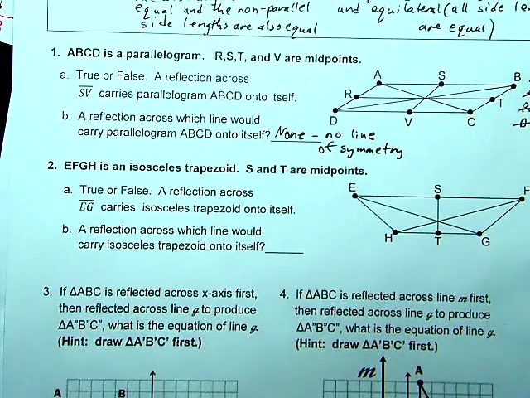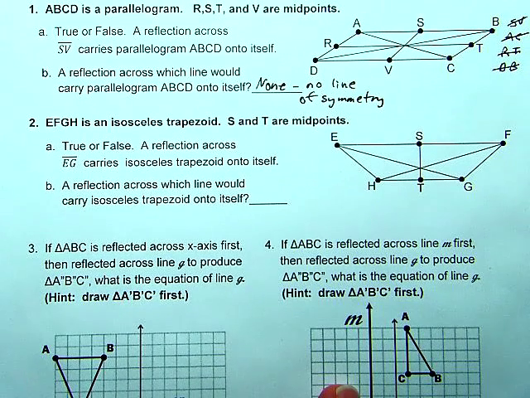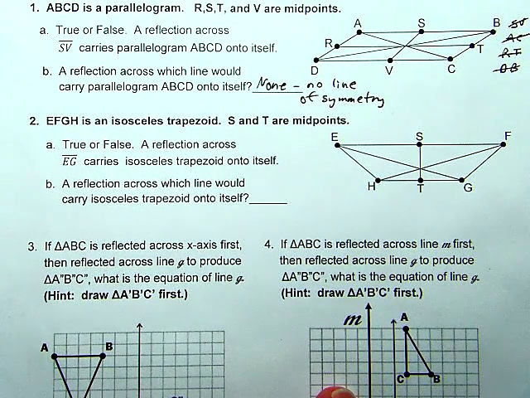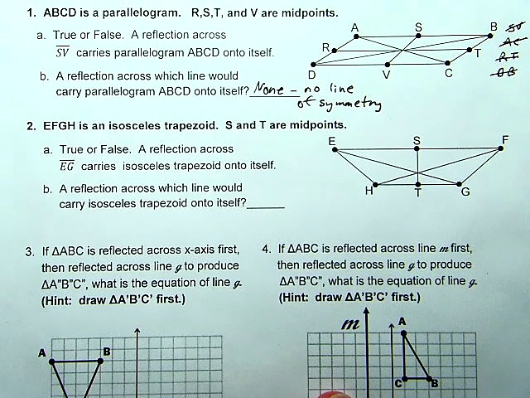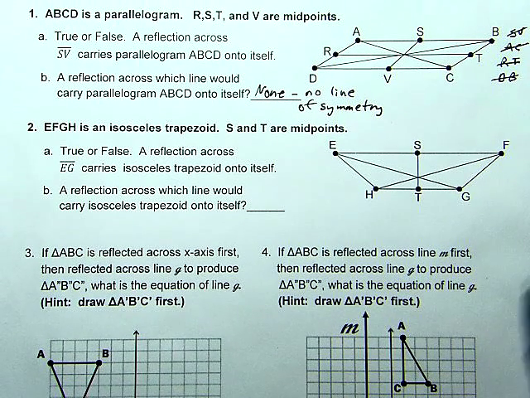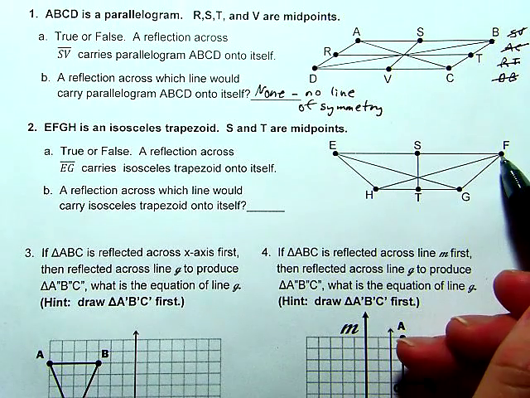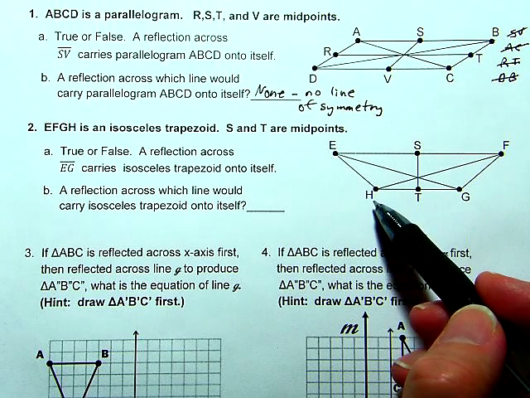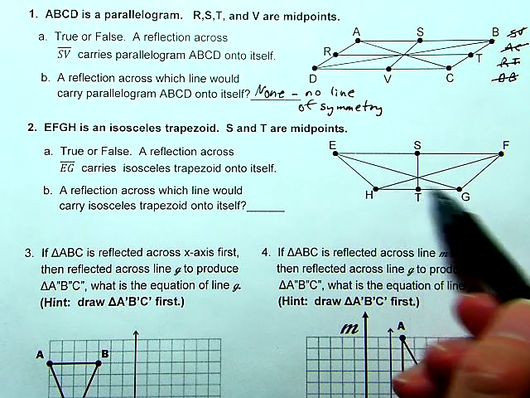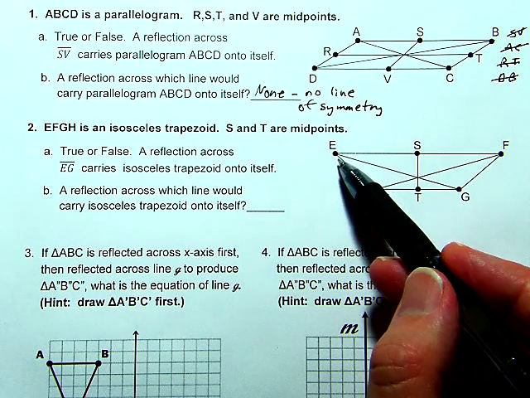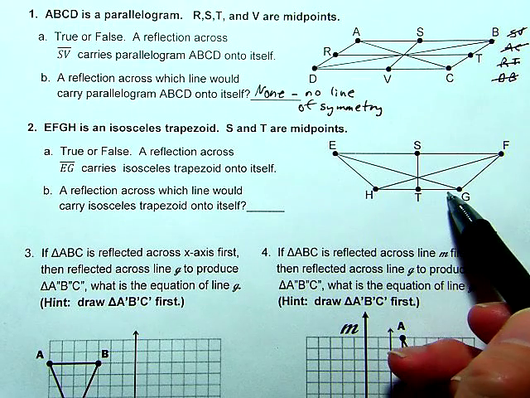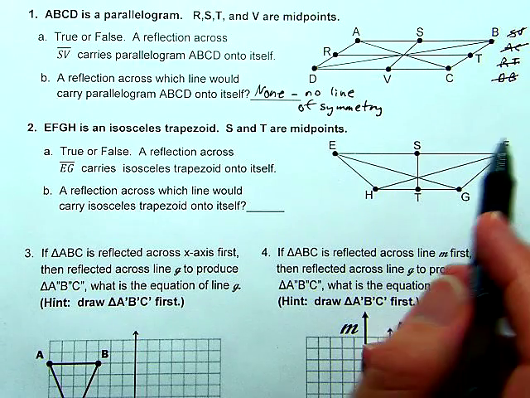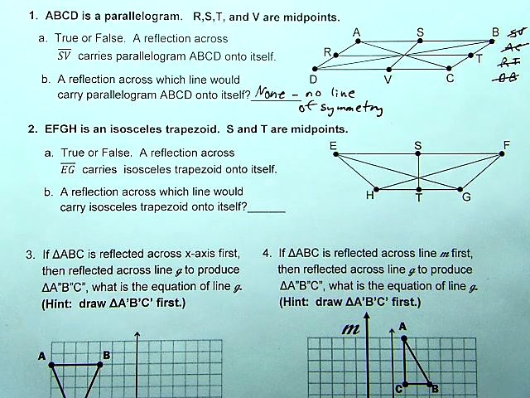So now we have ourselves an isosceles trapezoid, E, F, G, H. S and T are midpoints. So we'll refresh our memory. What does it mean that it's isosceles? It means that these two non-parallel sides, FG and EH, are congruent. It also means that angle GHE is equal to angle HGF, and the same is true for the base angles at the top of the isosceles trapezoid.